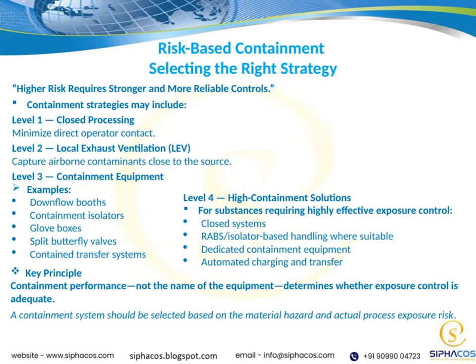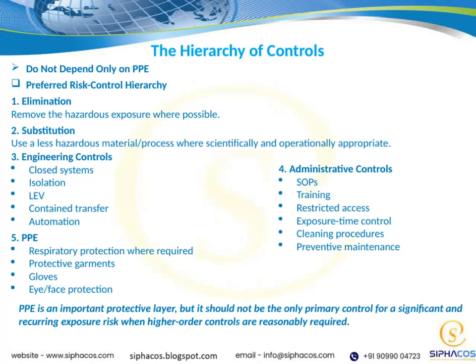At the simplest level, closed processing keeps operators away from hazards. Then there's local exhaust ventilation, which captures contaminants right at the source. But it's not about the equipment's name. What matters is how well it actually contains the risk. For the highest hazards, we turn to advanced solutions like isolators, automated transfers, and dedicated containment systems, tailored to keep exposure as low as possible.